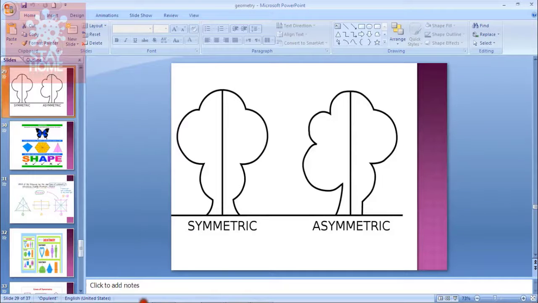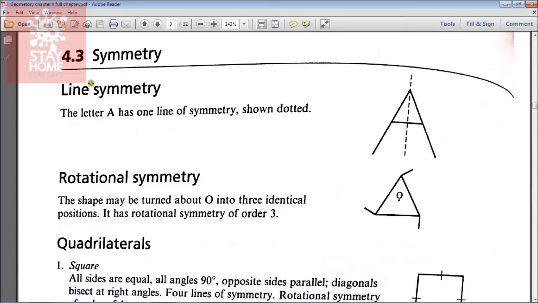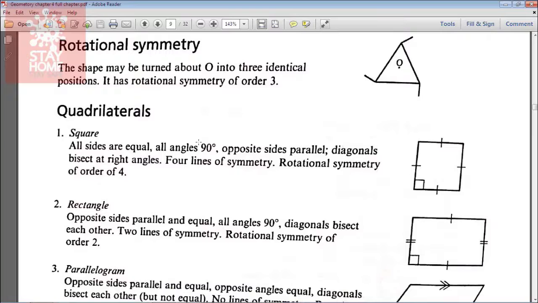Okay, now come to the exercise. The letter A has 1 line of symmetry, you can see here. The other is rotational symmetry. Rotational symmetry means if this diagram moves around a single point, it does not change. For example, the fan on your ceiling doesn't change its shape by the rotation. Now the quadrilateral, square: all sides are equal, all angles equal, opposite sides parallel, diagonals bisect at right angles, 4 lines of symmetry, rotational symmetry of order 4.